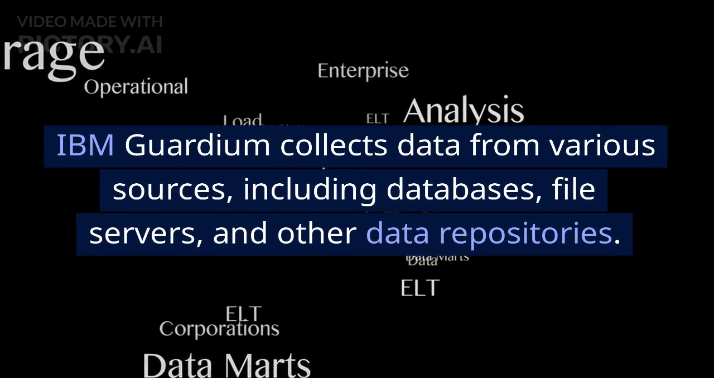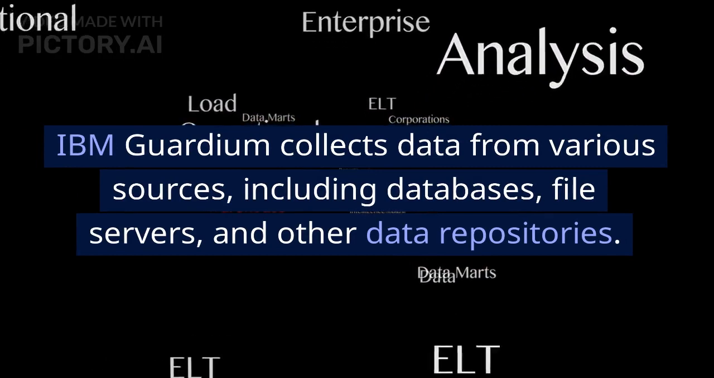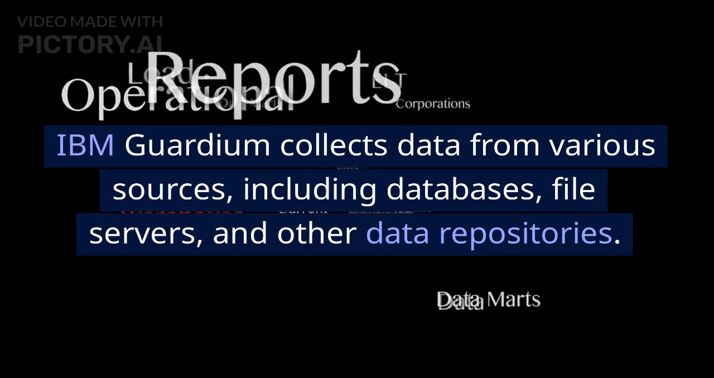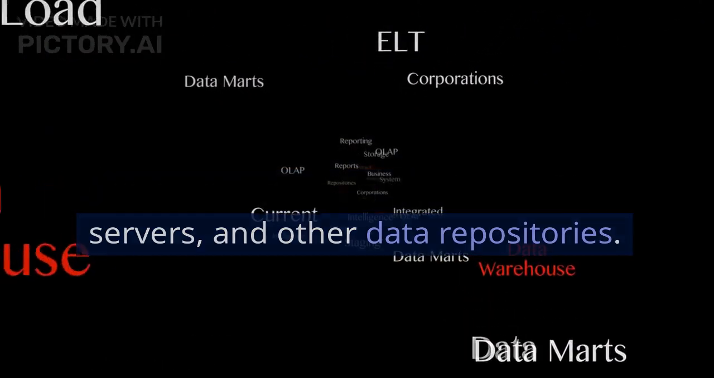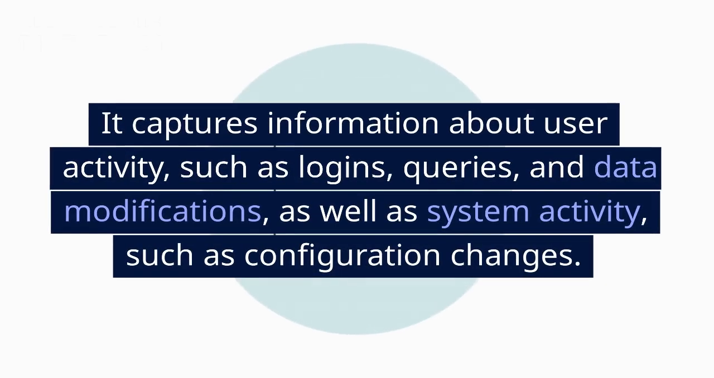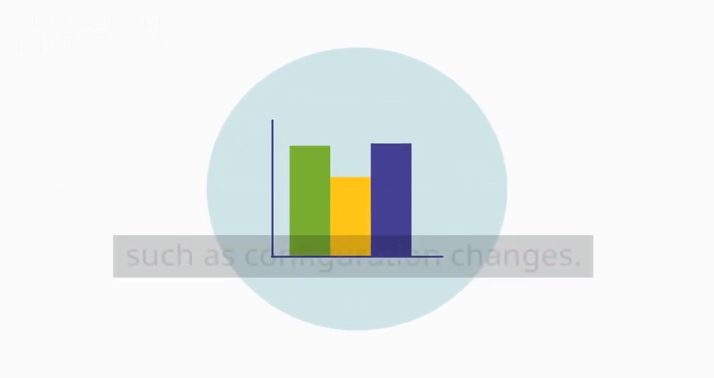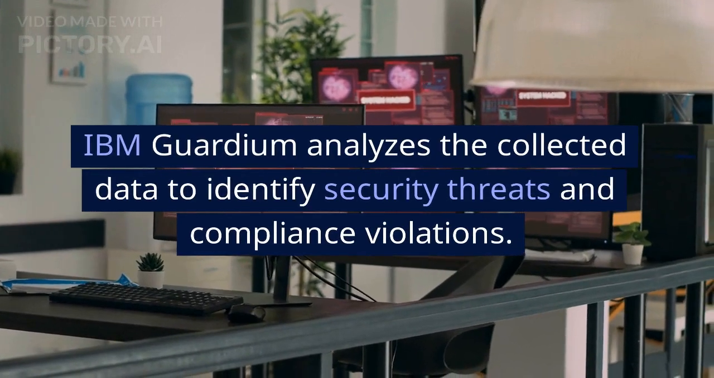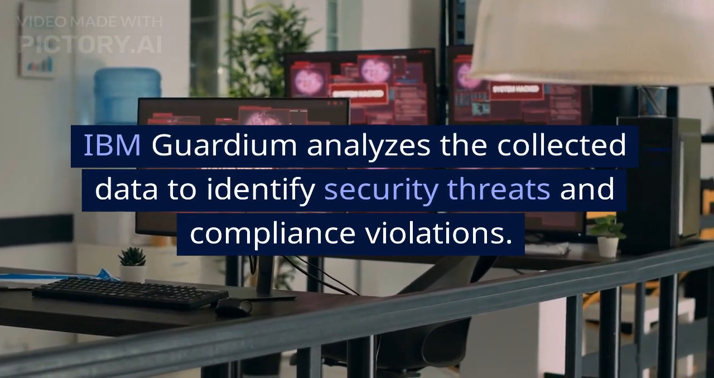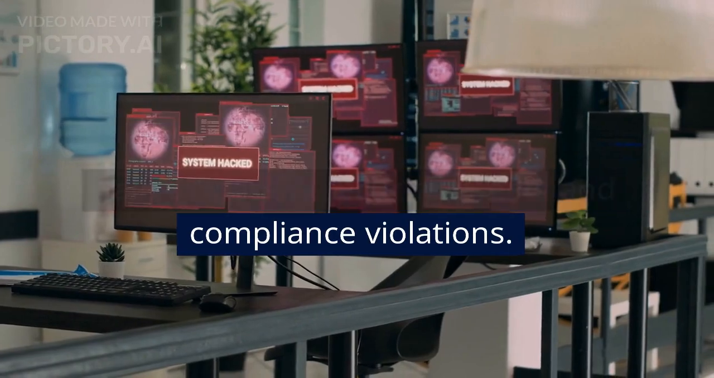IBM Guardium collects data from various sources, including databases, file servers, and other data repositories. It captures information about user activity, such as logins, queries, and data modifications, as well as system activity, such as configuration changes. IBM Guardium analyzes the collected data to identify security threats and compliance violations.